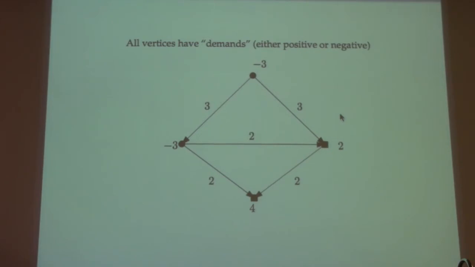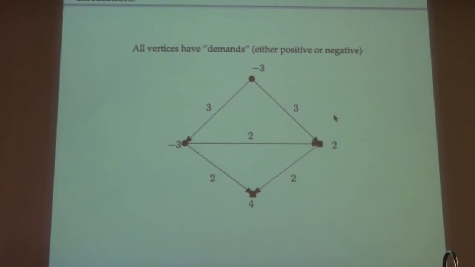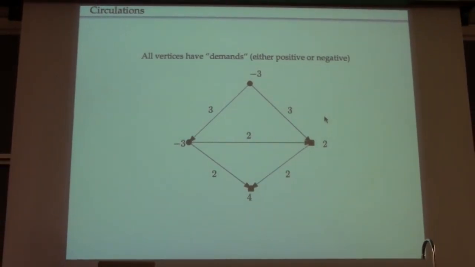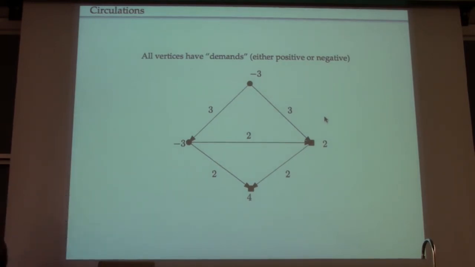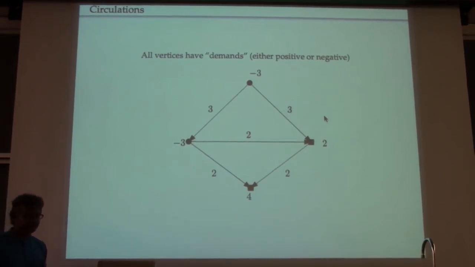Suppose I have an instance now where I don't just have one source and one sink, but every vertex has demands that are either positive or negative. The way to interpret these numbers is that the number represents the amount of material the vertex will consume and make disappear. So a consumption of -3 is a production of 3. A consumption of 4 is a consumption of 4. And a consumption of 2 is a consumption of 2. So I don't just have a directed graph with inputs and capacities. I also have these demands.